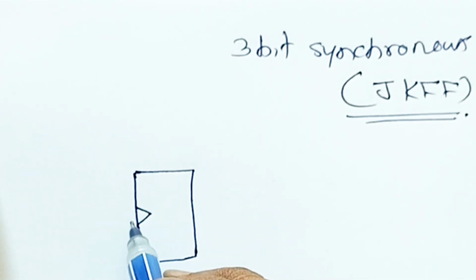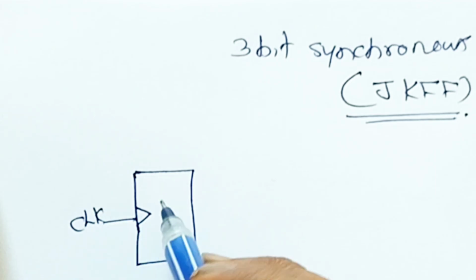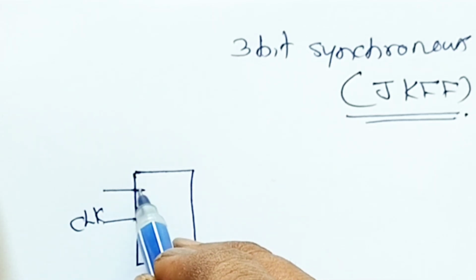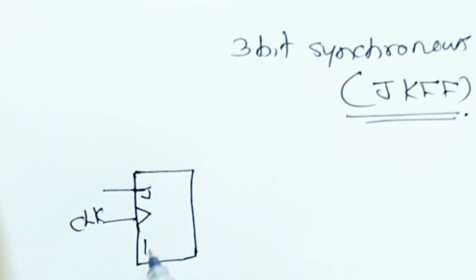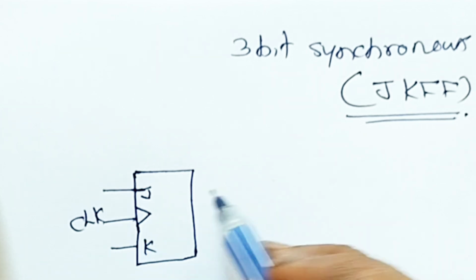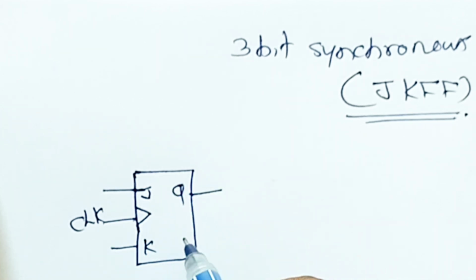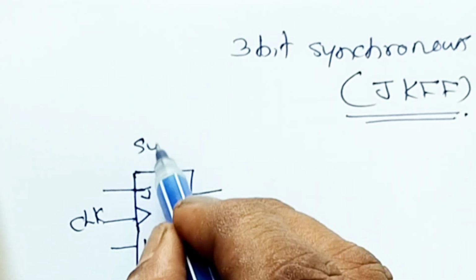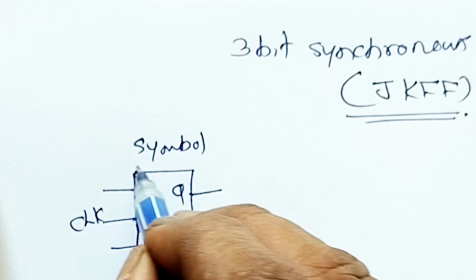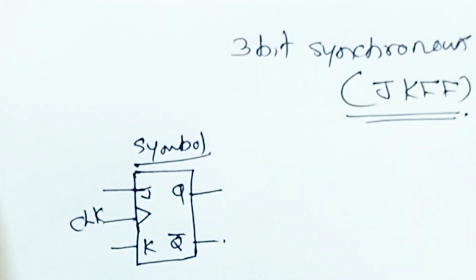We have 2 data inputs over here, J and K, and clock is used to trigger the flip flop, and here it is positive edge triggered. If there is a bubble in front of that triangle mark, then it is actually negative edge triggered, but there is no bubble over here, so it's a positive edge triggered flip flop. Q and Q bar are the outputs. We may have sometimes clear and preset inputs also.